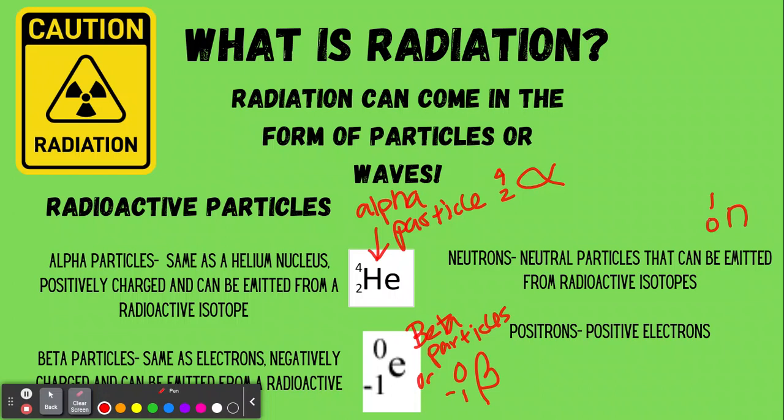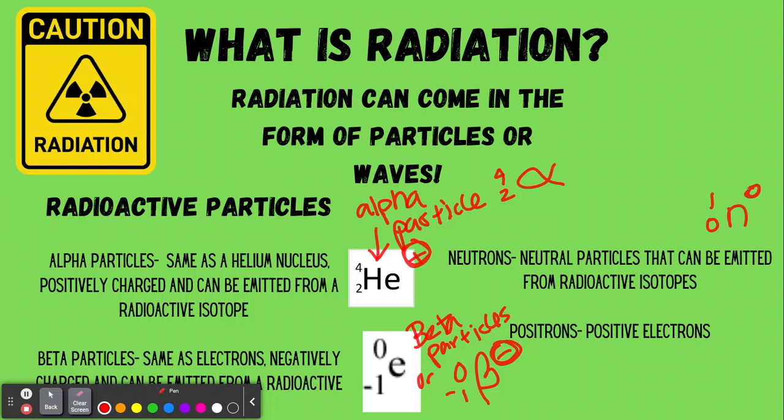It may not be considered quite as harmful because it doesn't have a charge. Alpha particles are positively charged, and beta particles are negatively charged. Neutrons are neutral, obviously no charge. Okay, so that means usually without a charge, they're a little bit less harmful.